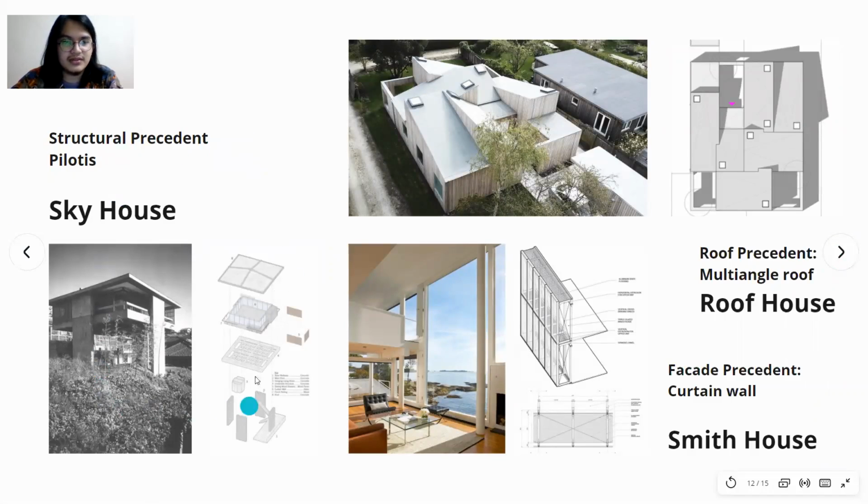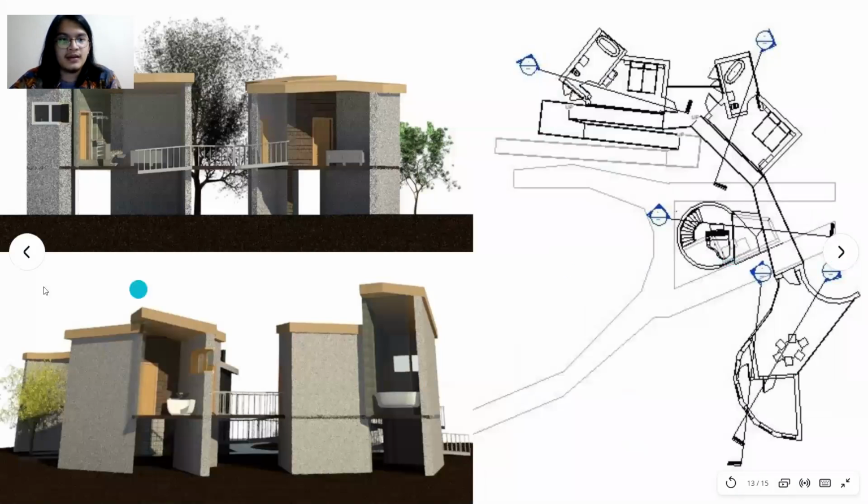Structural precedent: I took the columns of the Sky House to be able to preserve that sense of freedom for people to interact with the site. The Roof House allows for more interesting forms while still being able to fend off the elements, and the curtain walls give a full view of the site itself.